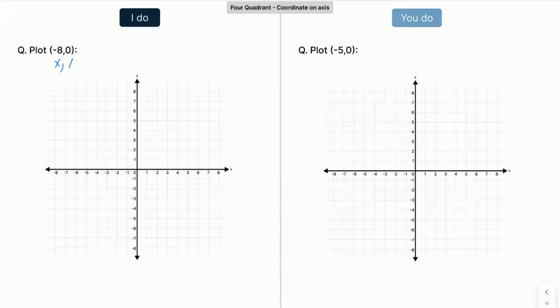Now we have x and y. Again, it's another example of the coordinate axis. So we have x as -8, which is right there. And we have y as 0, so we do not need to move, and we stay right there. And for the right-hand side, it would be that.